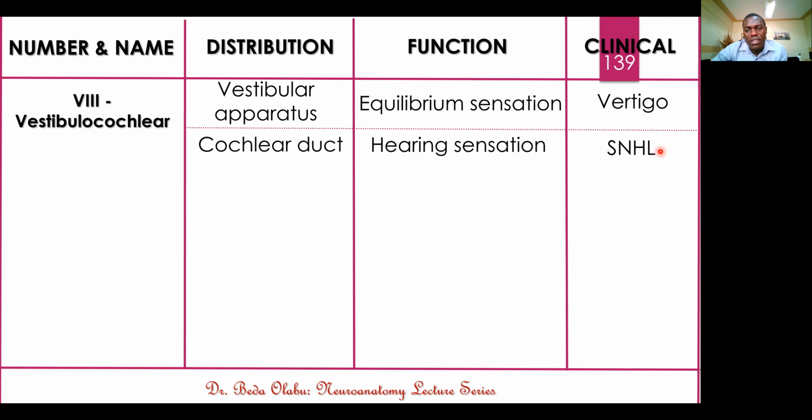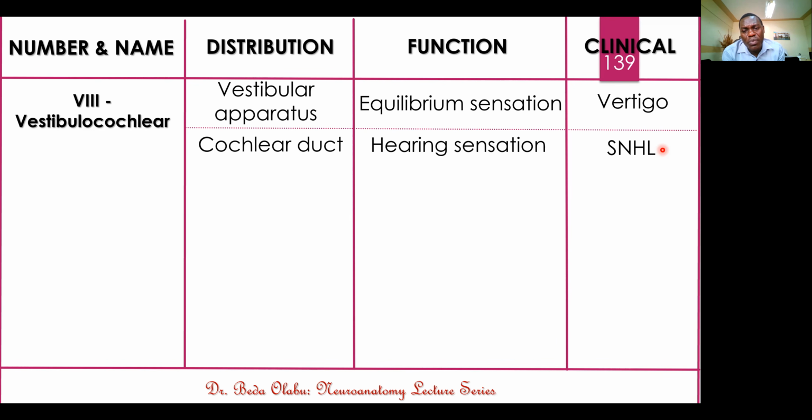Conductive hearing loss is where you can't hear because you have a problem with the conduction of sound or vibration through the outer ear, eardrum, and middle ear. A problem with conduction: either there's wax in the ear, there's some infection in the ear, or the bones in the ear have been disrupted. That will give you conduction hearing loss.